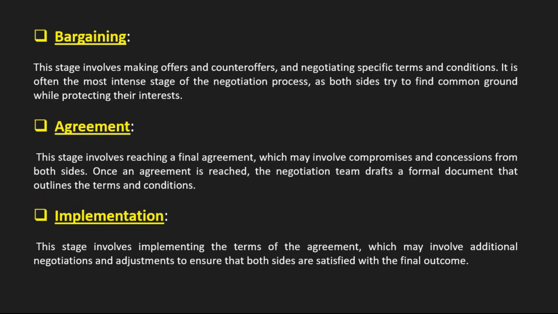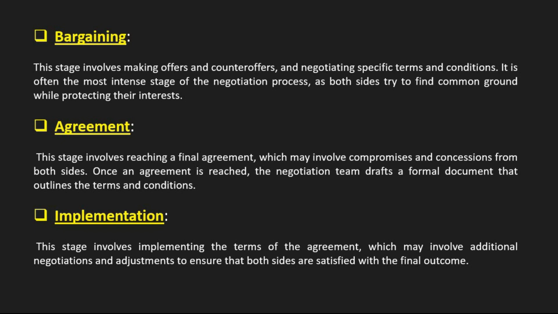Number 5. Bargaining. This stage involves making offers and counter-offers, and negotiating specific terms and conditions. It is often the most intense stage of the negotiation process, as both sides try to find common ground while protecting their interests.